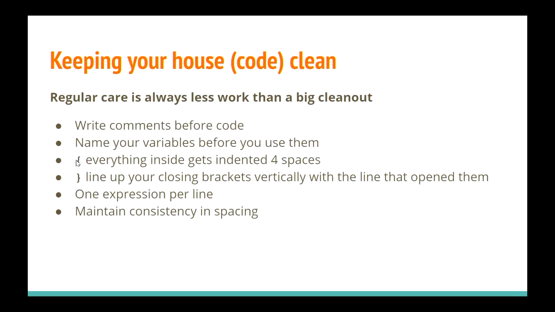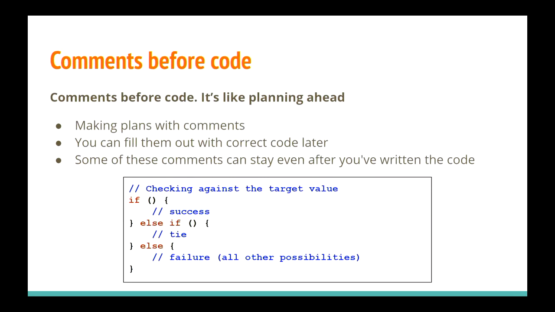Every opening bracket, everything inside gets indented by 4 spaces, and you line up your closing brackets vertically with the thing that opened it. One expression per line, we've seen that already, and we've seen the confusions that can come from trying to put more than one expression on a line. And spacing. So these are the simple things that you can just always do as you're writing your code. I've got some slides about them here.